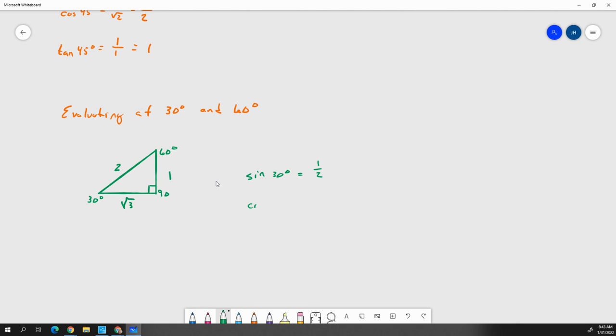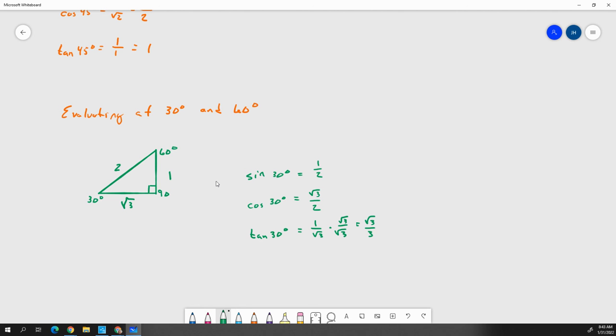If I'm looking at cosine of 30 degrees, well, cosine is adjacent over hypotenuse. That's radical 3 over 2. And if I'm looking at tangent of 30 degrees, well, my tangent is going to be my opposite over my adjacent. So that is going to be 1 over radical 3. And when we rationalize that, we get rad 3 over 3.